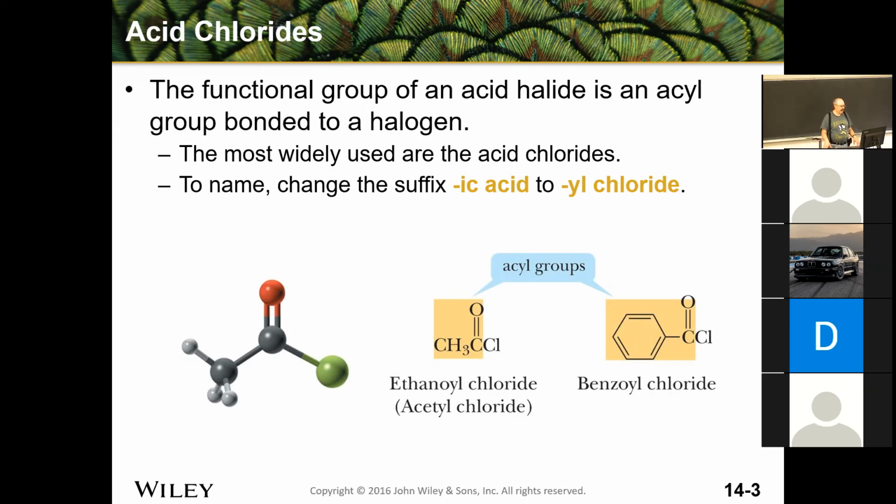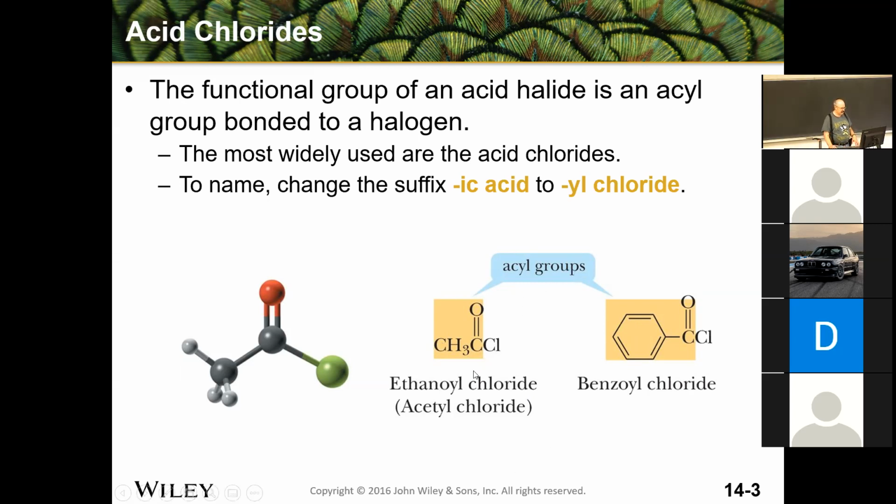Okay, first we'll look at acid chlorides. These consist of an acyl group. This is the acyl group right here. It's bonded to a halogen. By far, chlorides are the most common. Here are a couple of examples.